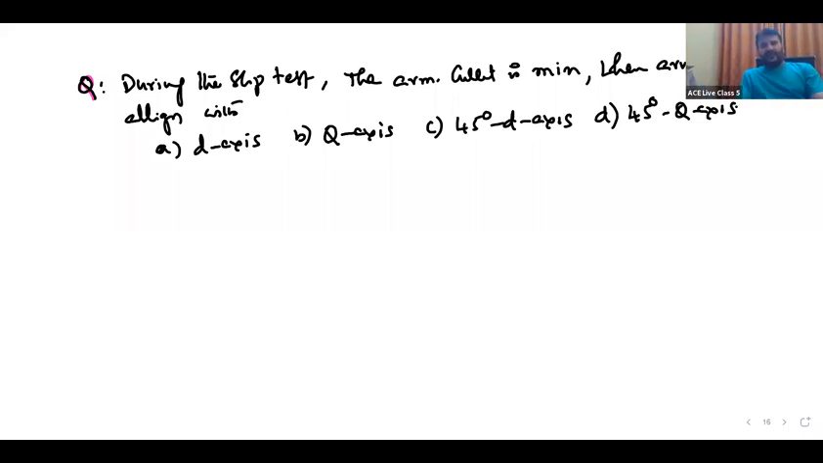During the slip test, the armature current is minimum when armature poles align with the D axis or align with the Q axis. What is the answer? The answer will be the D axis. We know already, current is minimum when the air gap is minimum. On the D axis, the current will be minimum.